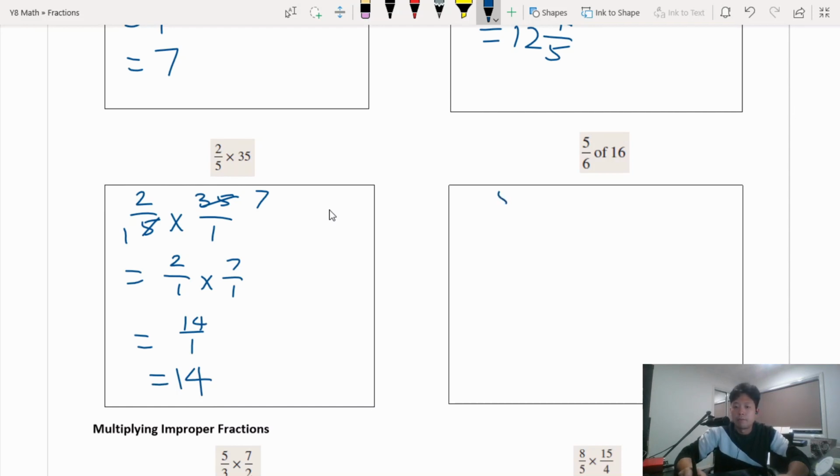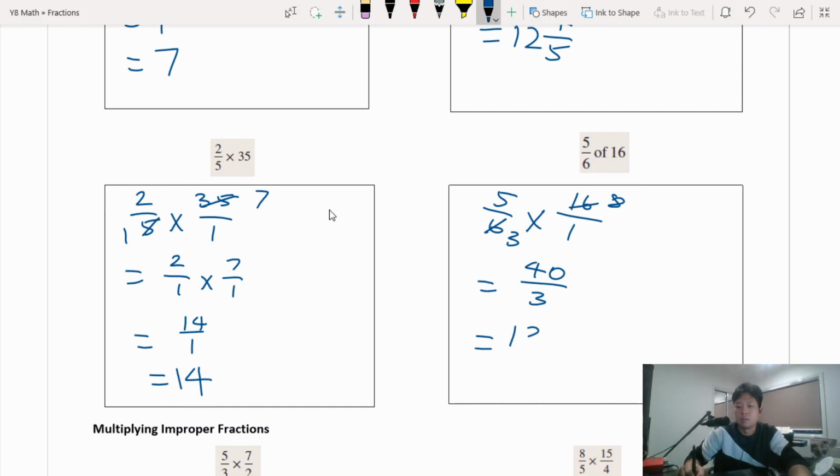And the last one, 5 over 6 times 16 over 1. Let's cancel diagonally here. They can both be divided by 2. That gives us 3. That gives us 8. So our question is now 40 over 3. And 3 goes into 40 13 times. And that gives us a remainder of 1. So our final answer becomes 13 and 1/3.